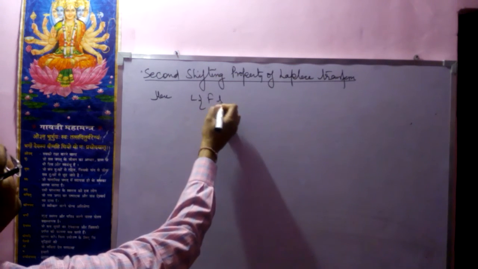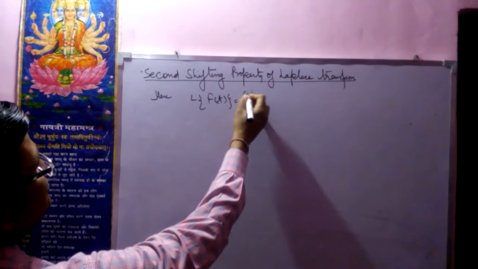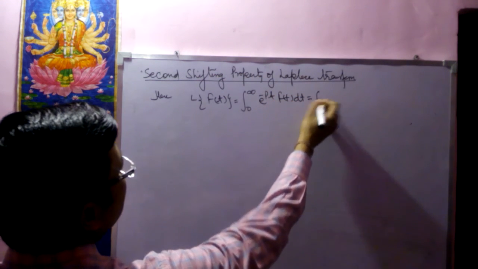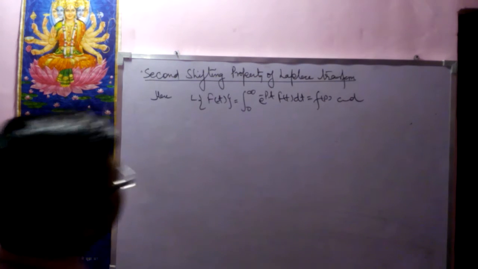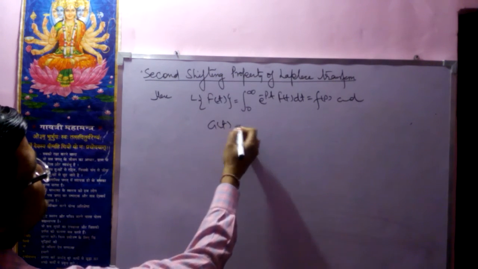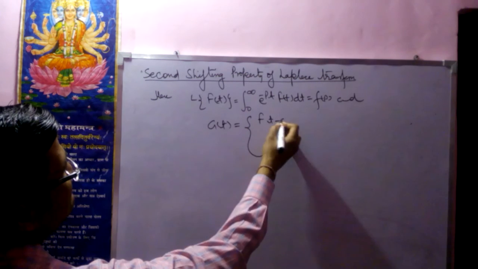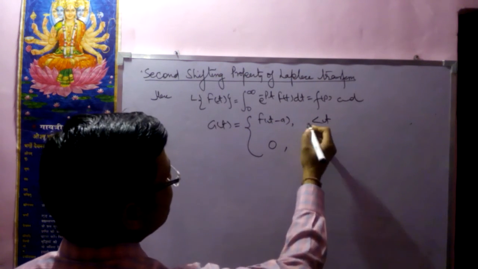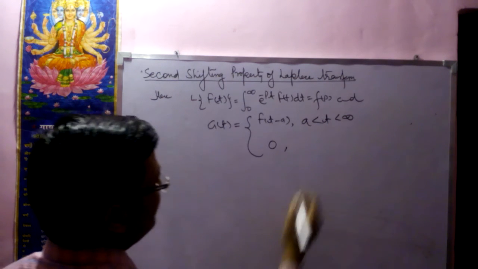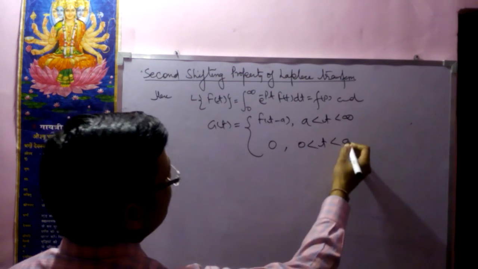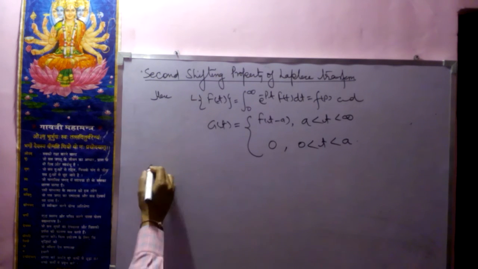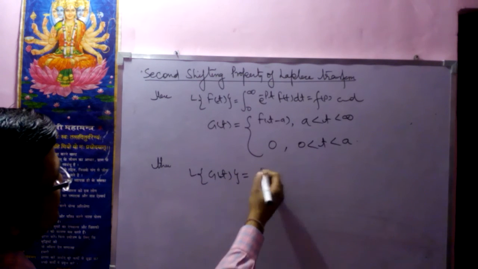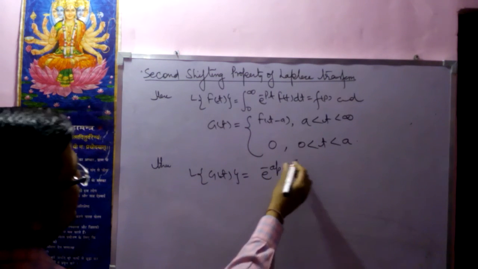Here the Laplace transformation of f(t) is equal to the integral from 0 to infinity of e to the power minus pt f(t) dt, which is equal to f(p). And g(t) is equal to the function f(t minus a) for t greater than a and less than infinity, and 0 for t greater than 0 and less than a. Then the Laplace of g(t) will be e to the power minus ap times f(p).